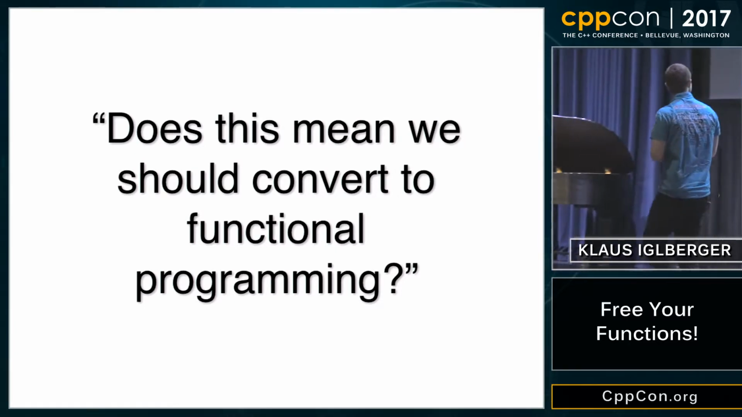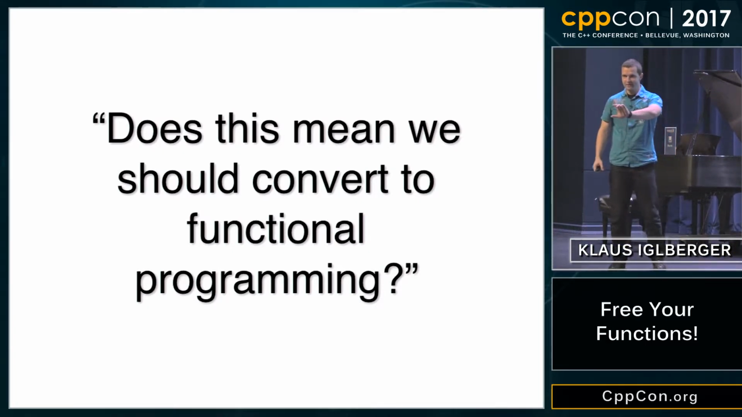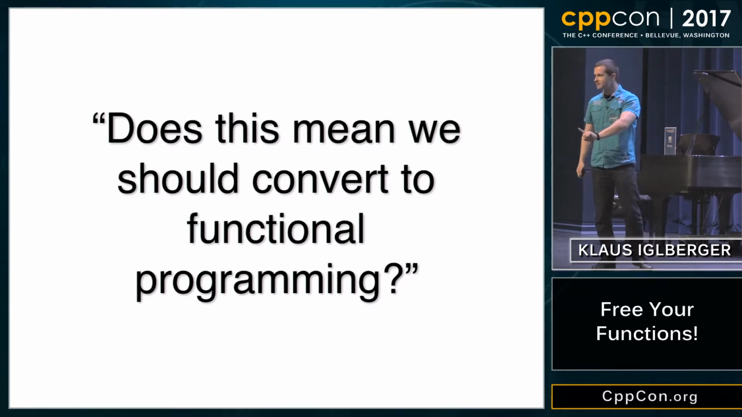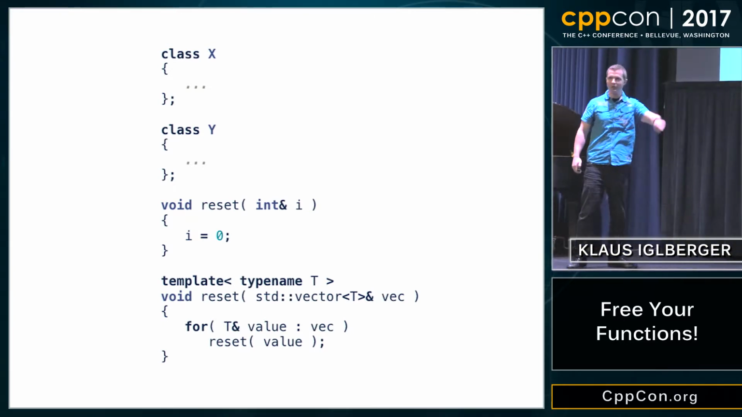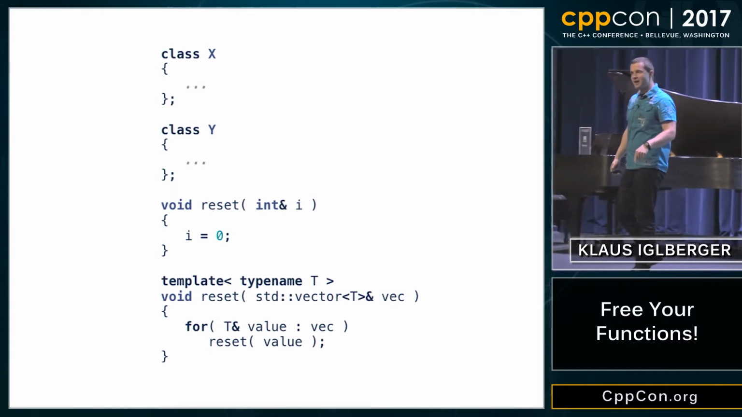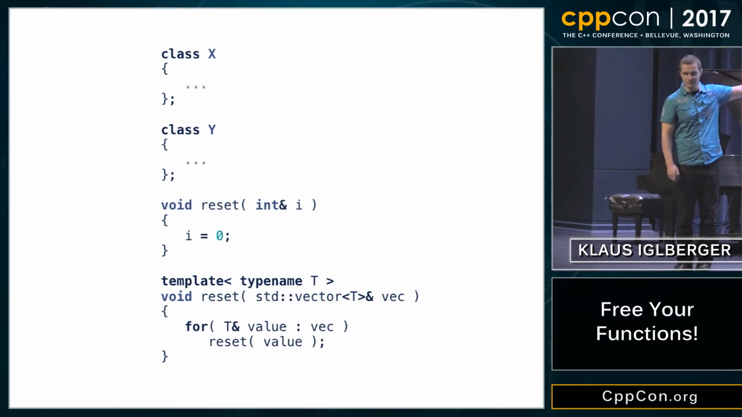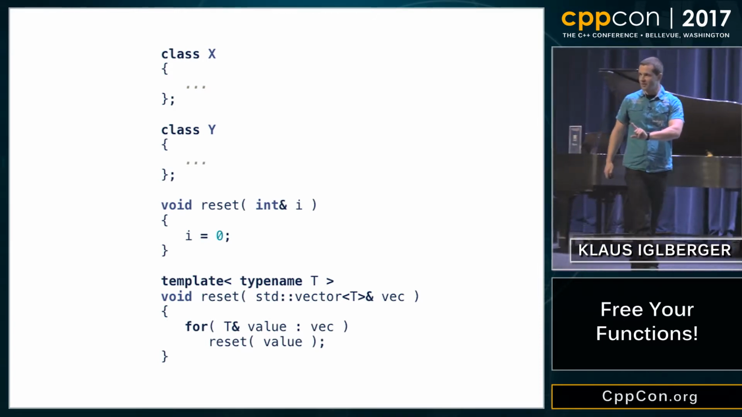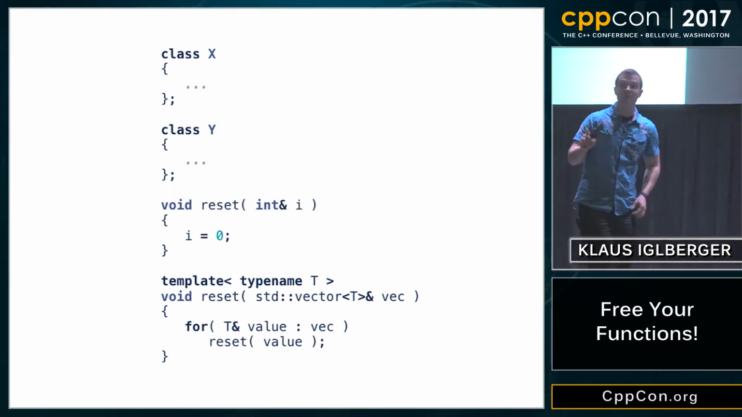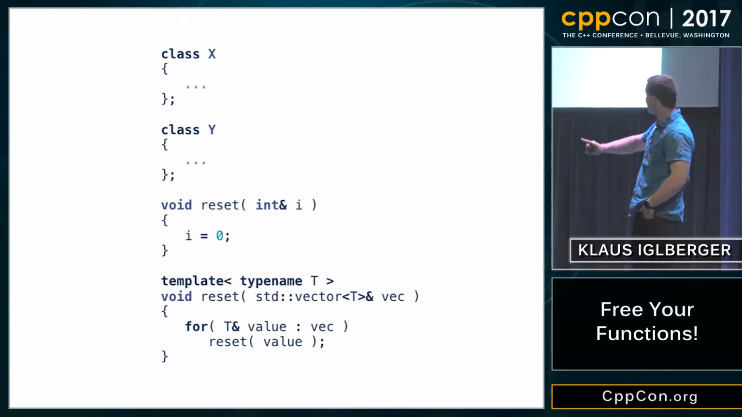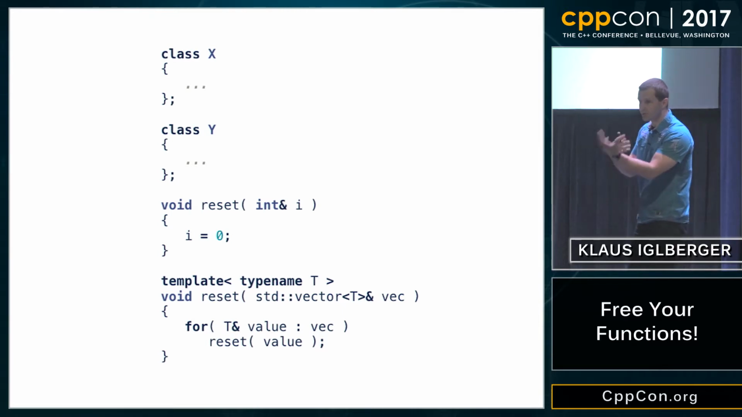Oh my God, does this mean we should convert to functional programming? Okay, wait a second. Do you really know what functional programming is? So, is this functional programming? Is the reset function a proper implementation in the functional program concept? No, it's not. It changes the vector. This is against the rules in functional programming. So, do not be afraid. This is not functional programming. But you've actually made a very, very good point. This could be a function that is used in functional programming, if you rewrite it a little bit.